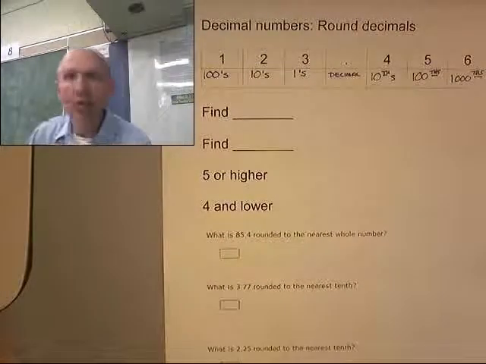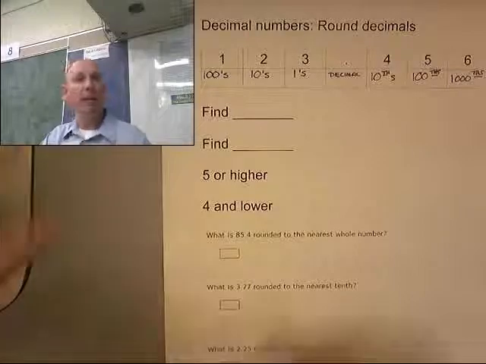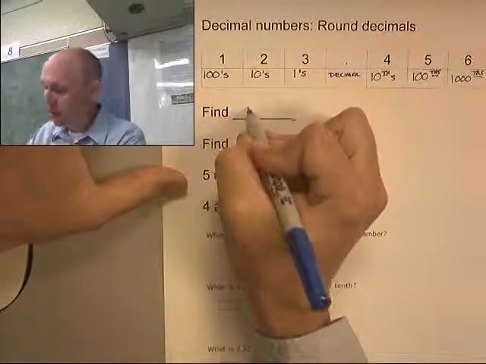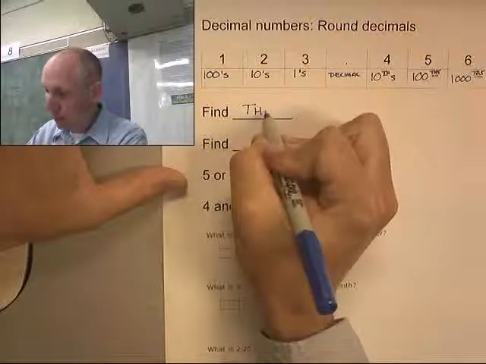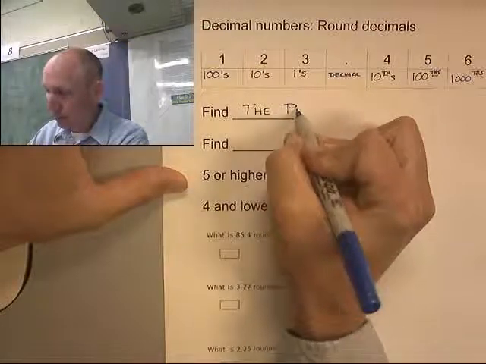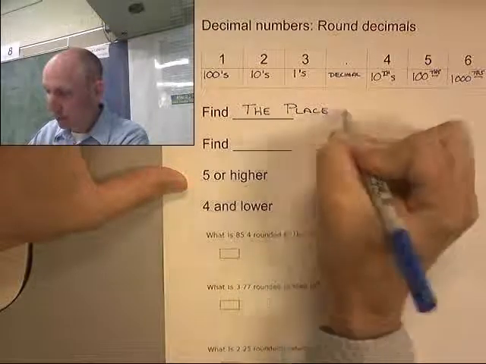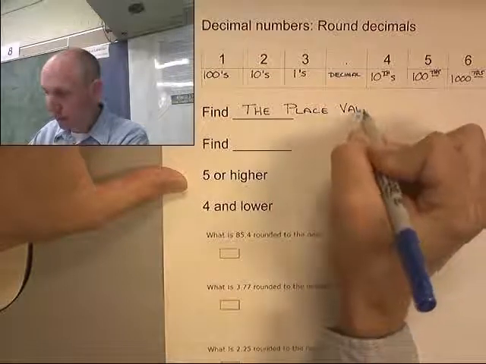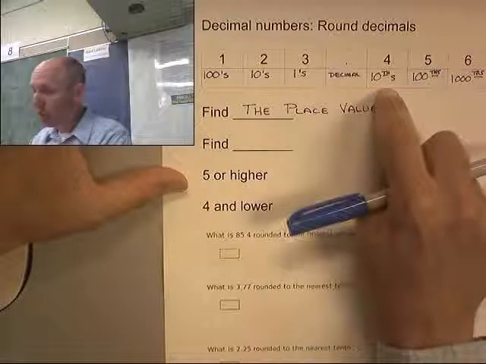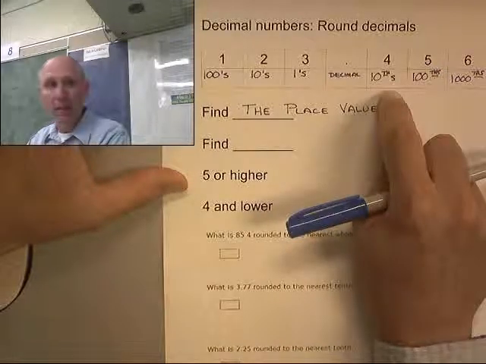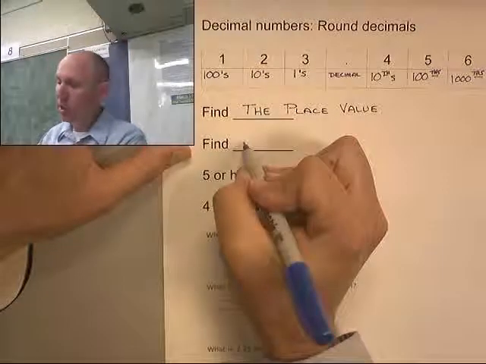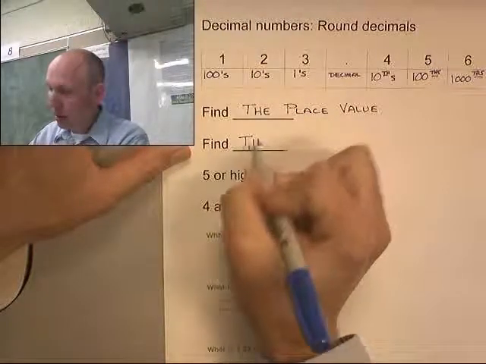Now, in order to round, you're first going to have to be able to identify the place value that you're working with. So first, find the place value. So if it's talking about rounding it to the tenths, you need to be able to identify the number that's in that tenths place. And then I want you to find what I'm going to call the bully.